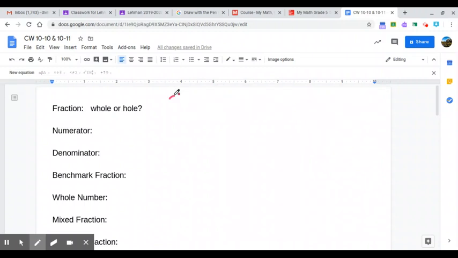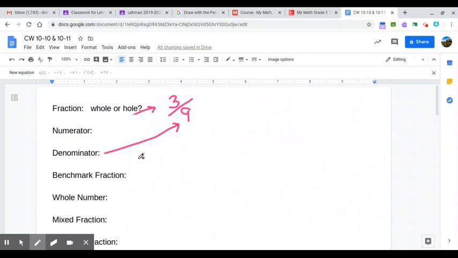So if I have 3 out of 9 pieces, I'm representing that there are 3 pieces out of a total of 9 pieces. All right, and to keep going with our terminology here, the numerator is the number on top. The denominator is the number on the bottom. So this is the parts of the whole.